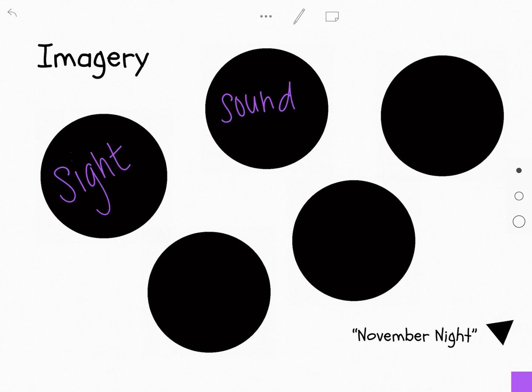Any type of imagery that provides insight into what you might be hearing if you're in that setting would be sound imagery. So a crackling fire, that's sound imagery because I can hear that crackling sound.